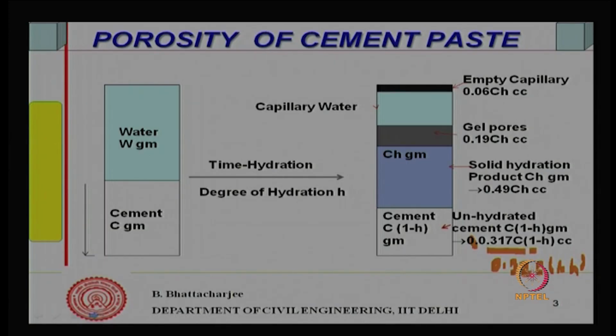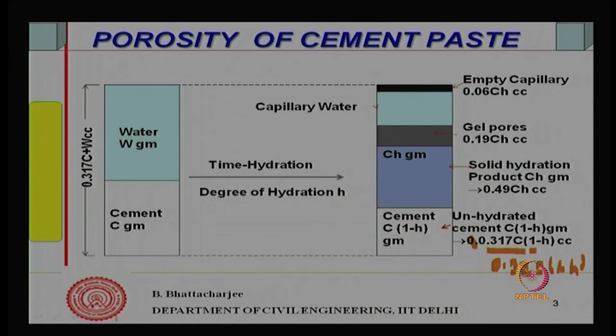Now, the total initial volume of cement plus water is 0.317 C plus W cc, approximately 0.32 C plus W cc. So, this is the total volume, and this volume is conserved because as it hydrates, it will solidify quickly, and the skeleton structure will comprise this total volume. So, the hydration product, including void spaces, must occupy this volume.